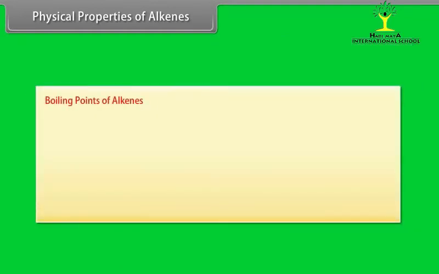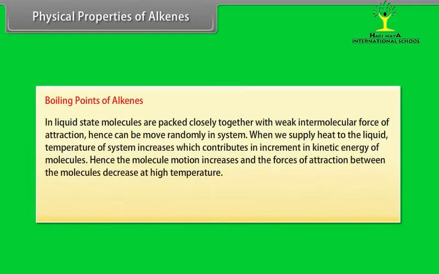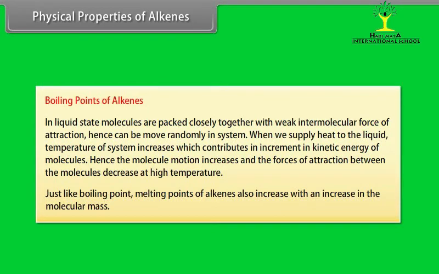Boiling points of alkenes. In the liquid state, molecules are packed closely together with weak intermolecular force of attraction, hence can be moved randomly in the system. When we supply heat to the liquid, the temperature of the system increases, which contributes to the increment in kinetic energy of molecules. Hence, the molecular motion increases and the forces of attraction between the molecules decrease at high temperature. Just like boiling point, melting points of alkenes also increase with an increase in the molecular mass.